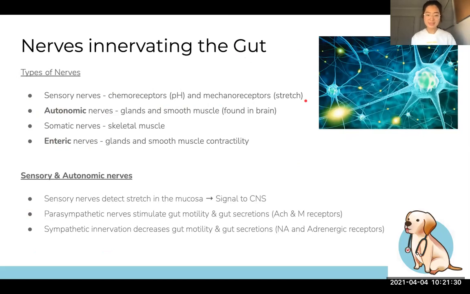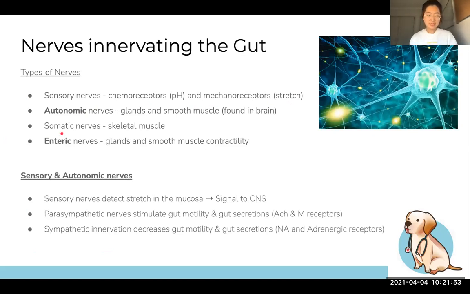Chemoreceptors sense the changes in pH. Think in the stomach, if you've got a highly acidic chyme, and that later on goes into your duodenum, that's going to send off signals, because if you have that acid in your duodenum, it's going to burn through and not be fun. You've also got your mechanoreceptors as well. These are going to sense your stretch. And we'll talk more about these in the next slide.